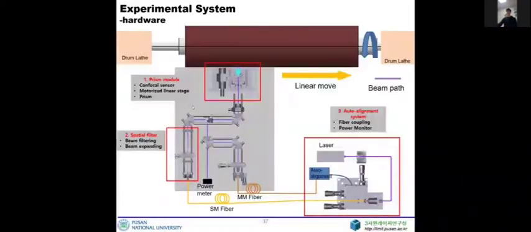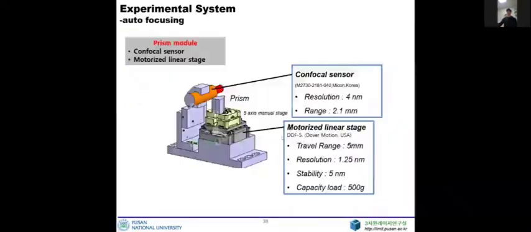This is the experimental setup for the exposure process. The cylindrical mold is combined with a drum lathe, and it rotates the cylinder. The optical module is combined with a Z-axis linear stage, and it moves slowly along the Z-axis. And the optical module consists of 3 parts: prism module, spatial filter, and auto-alignment system.